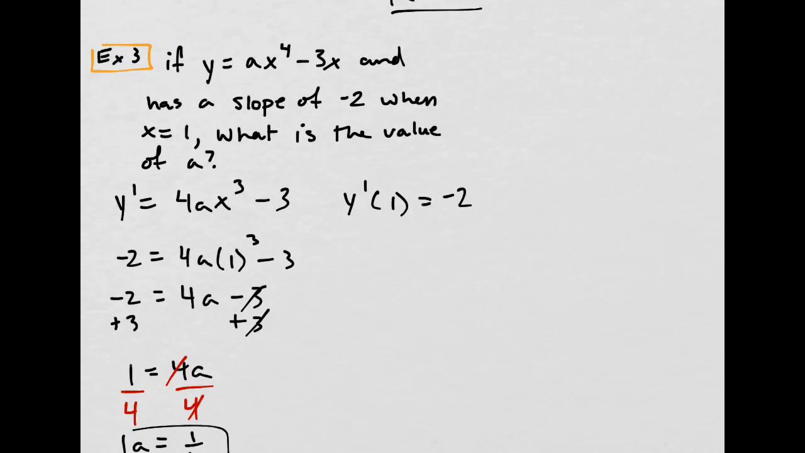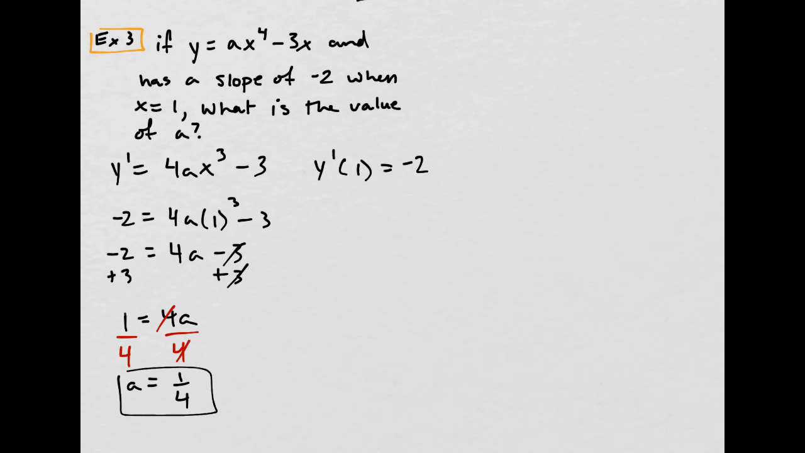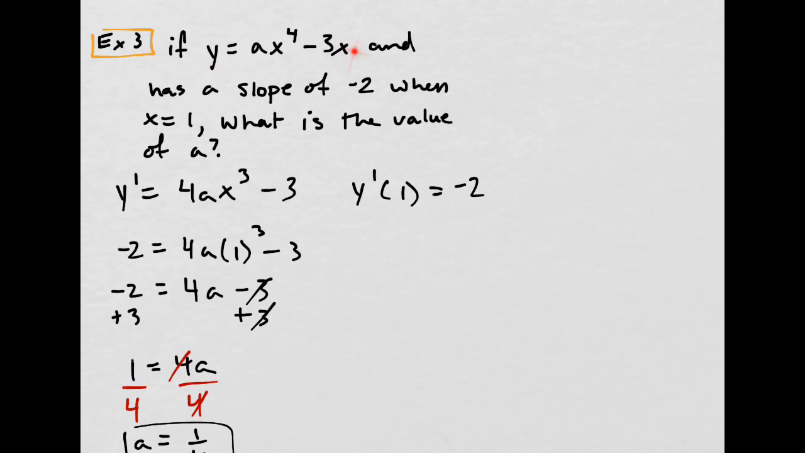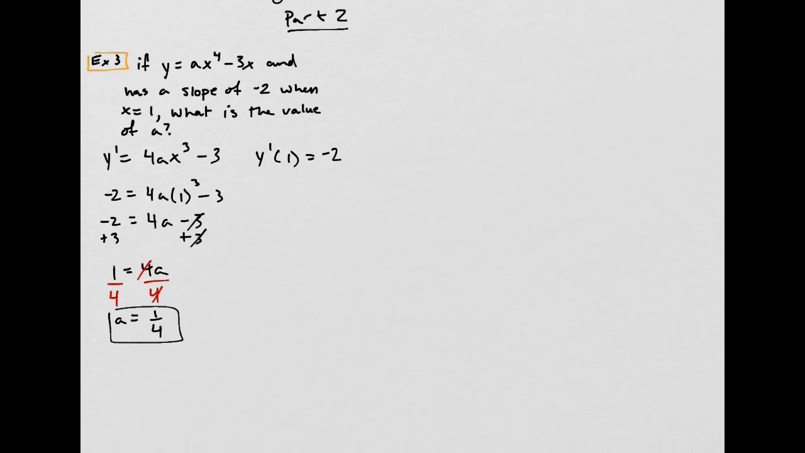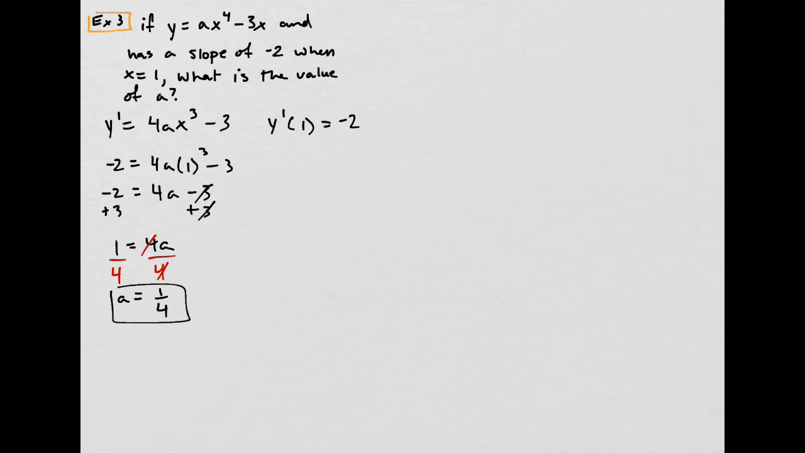That makes sense now because it's just 1/4. You know? All right, let's review that. If y equals all this stuff and has a slope of negative 2, that means the derivative equals negative 2 if you plug in 1 for x. And then it asks you to solve for a. That's all you do for that one. Maybe watch that one again. Try it on your own. You got to try it.